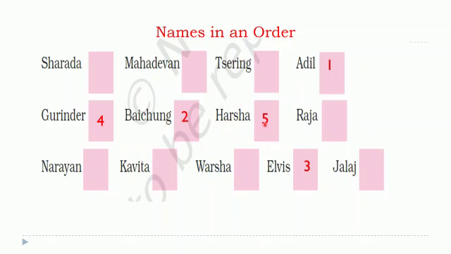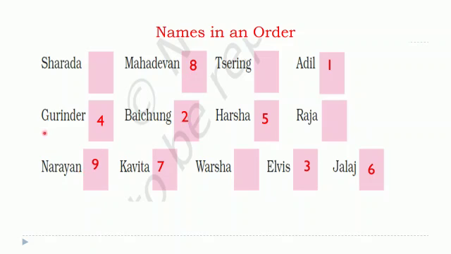Now after H what is there? I. So is there any name beginning with I? No. After I, J. J is there. Yes. So this will be sixth one. After J, K is there. So this will be seventh one. After K, L. Is there any name beginning with L? No. Then M. Yes. M is there, Mahadevan. So this will be 8. Then N. After M we get N. So this will be ninth one.